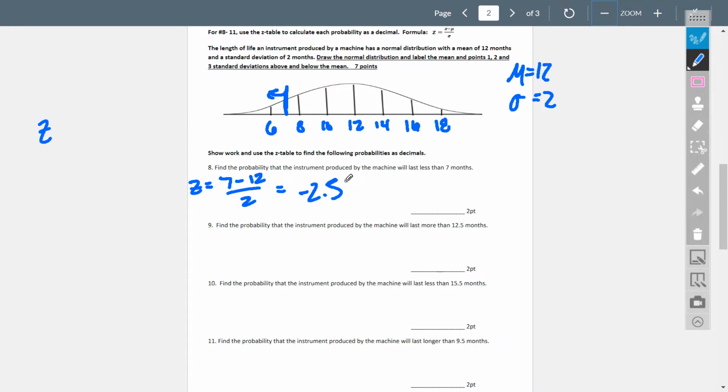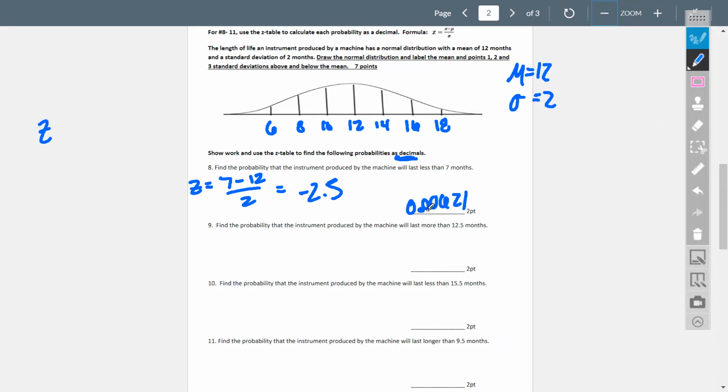So we can look at our z-table to get the probability or the percentage that's to the left of negative 2.5, and it does say express as decimals, so we just have to look it up. So it's 0.00621. So about 0.6%, so not very much.